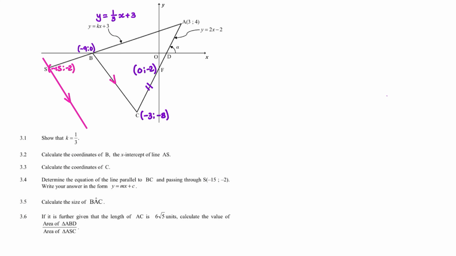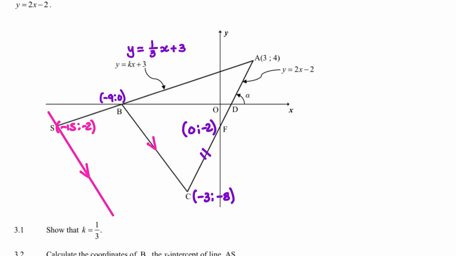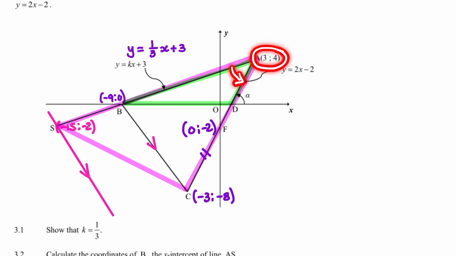3.6. If it is further given that the length of AC is 6 root 5 units, calculate the value of the area of triangle ABD divided by the area of triangle ASC. So let's identify the two triangles from our sketch. We have ABD and ASC.